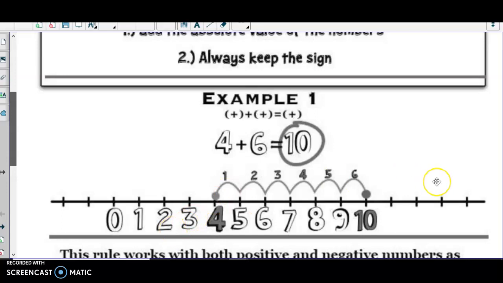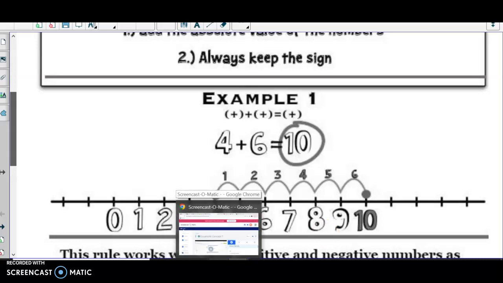Okay, you can look at it as a number line. I'm on 4. Okay, I start at my 4. I move 6. I make 6 jumps, 2, 3, 4, 5, 6. I land at positive 10.